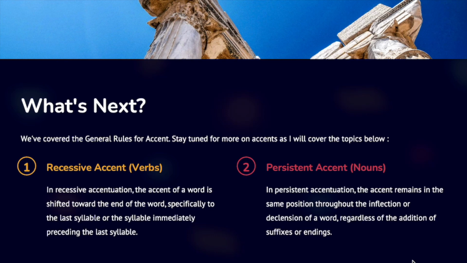So I hope that this was helpful to you as we look at the general rules of accents. That's it. These are the general rules. And there are some words that follow these recessive patterns and these persistent patterns, which we'll look at in videos to come. And as you expand your vocabulary, you'll discover which pattern each word and word type follows. For more detailed rules and examples, make sure to check out the next video on this. Stay tuned as we continue our journey through accents.